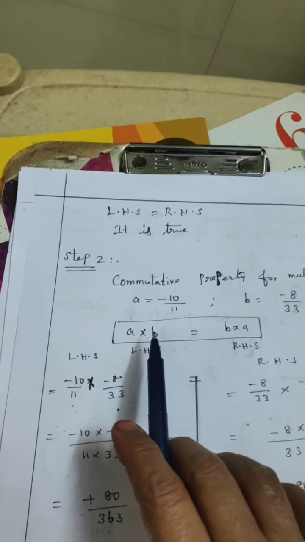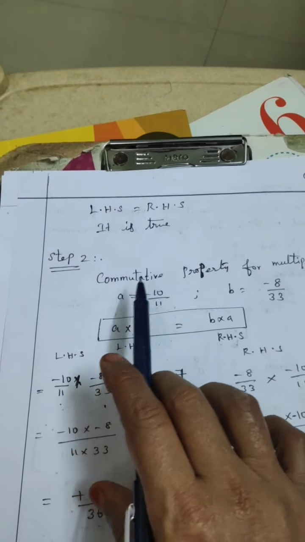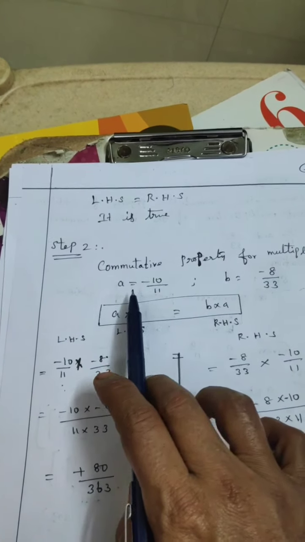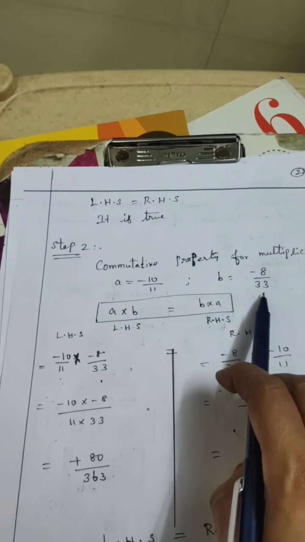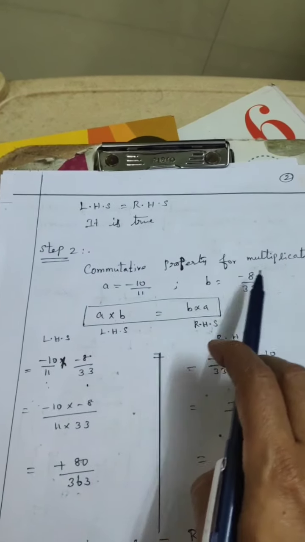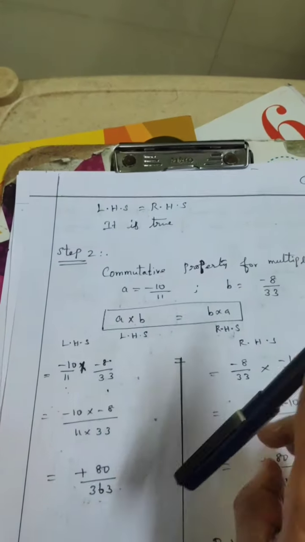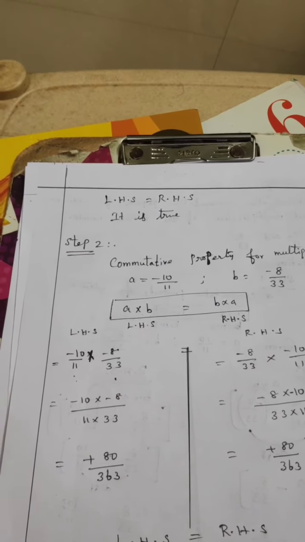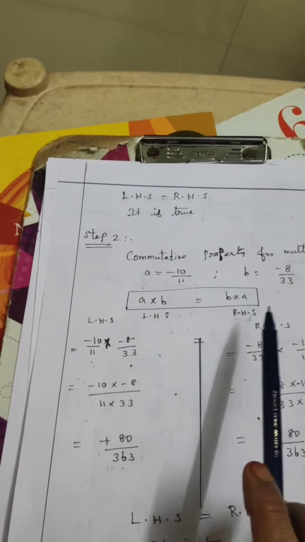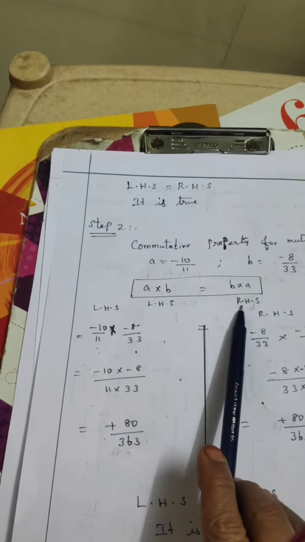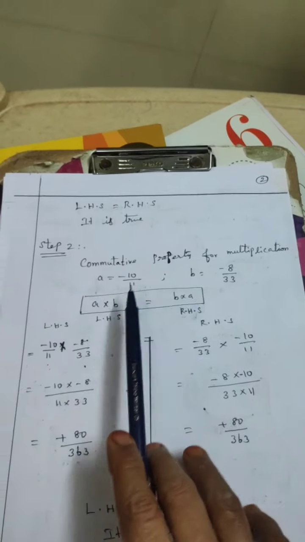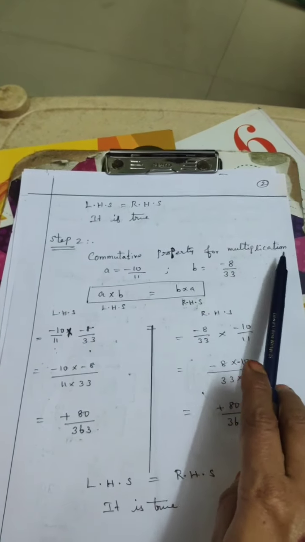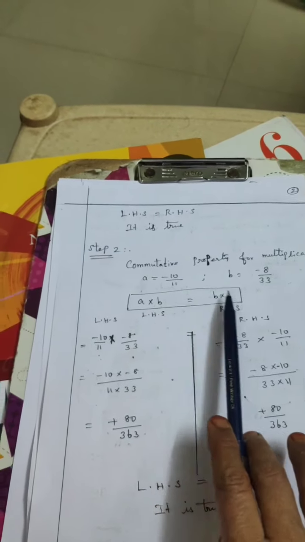Step 2, commutative property for multiplication. First fraction. From the question, you write A equal to minus 10 by 11, B equal to minus 8 by 33. What is the formula of multiplication? The commutative property must come with two rational numbers. Associative property is for three numbers, A, B, C, three numbers needed. So A into B is equal to B into A. This is LHS, this is RHS. The commutative property for multiplication formula is A into B is equal to B into A.